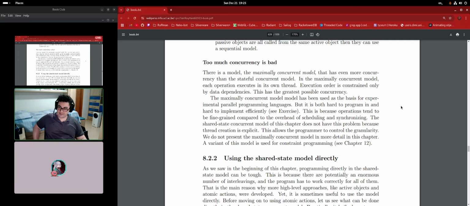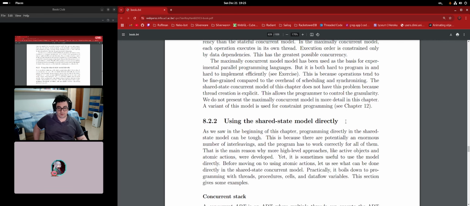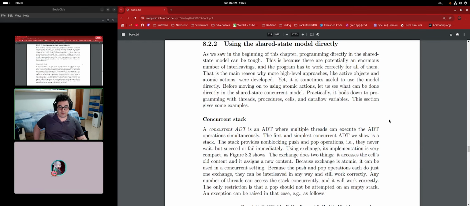But is that all still true when you're talking about GPU programming? I know nothing about it. I'm completely clueless. I don't know that much about GPU programming either, but I think in the context of a GPU, usually you don't have much communication between threads. Yeah. Using the shared state model directly.